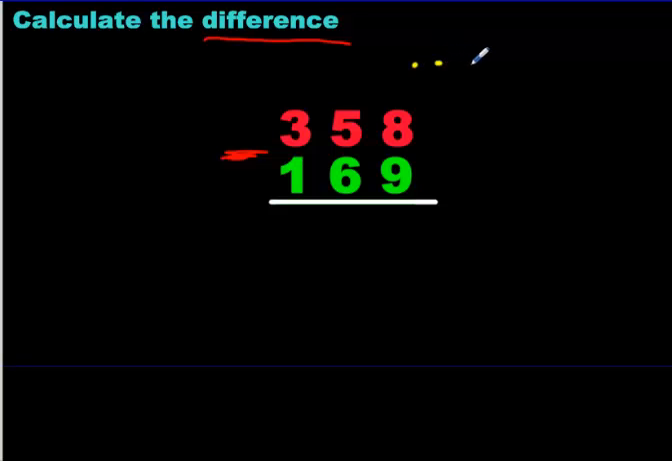Well, if I give you 8 things, 4, 5, 6, 7, 8, you can't take 9 away. So the 8 says, okay, I need more. Like, I need more units. So he goes, hey, Mr. 5, can I borrow 1 from you? And the 5 says, you are my good friend. I'm going to give you 1. Now you have 18. 18 take away 9 is 9.